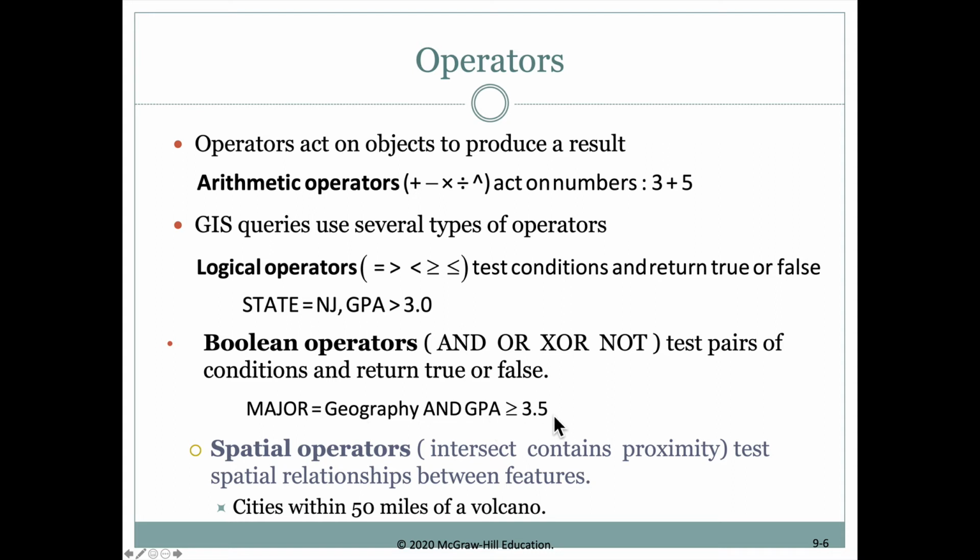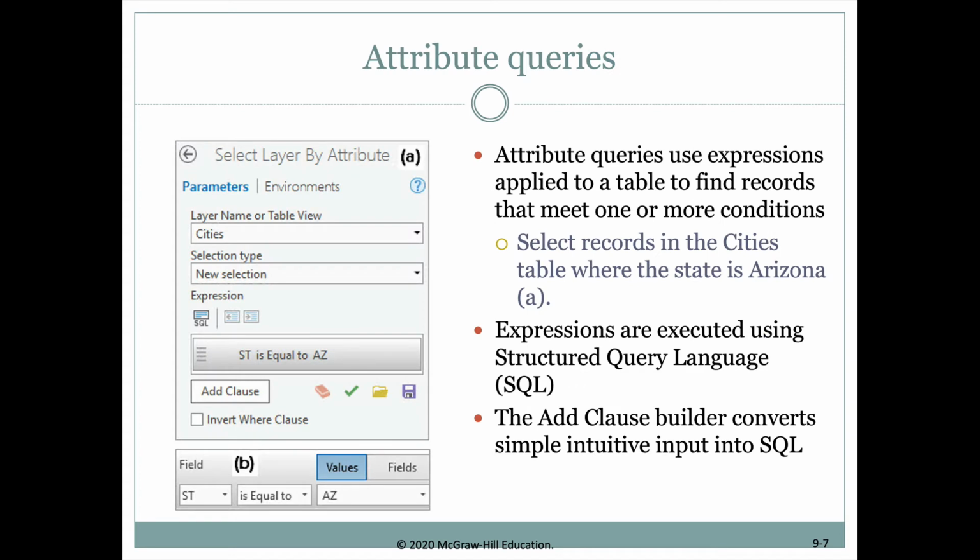One other type of operator out there is spatial operators, and these test for spatial relationships such as proximity, how close something is, like cities within 50 miles of a volcano, or whether or not things touch each other, if they're adjacent to each other. But let's take a look at how these are used in queries.